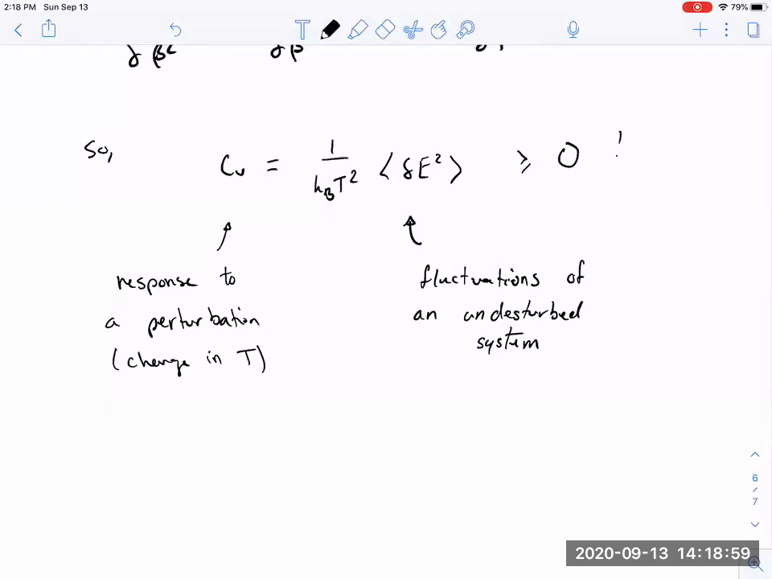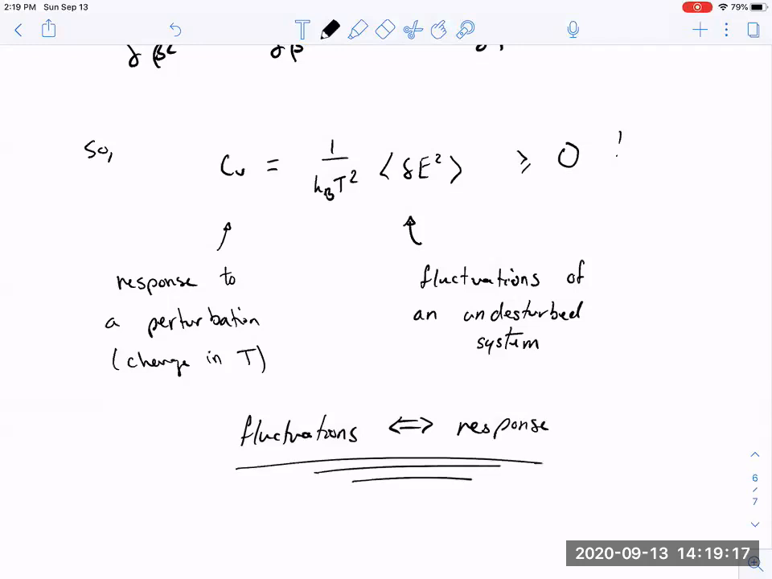This is known, for that reason, as a fluctuation dissipation relationship. It tells you very generally that fluctuations encode response. It tells you further that if a system did not fluctuate, it would have no heat capacity. So even though we cannot observe macroscopically the fluctuations of a microscopic system, the fact that it fluctuates endows that system with a finite heat capacity.